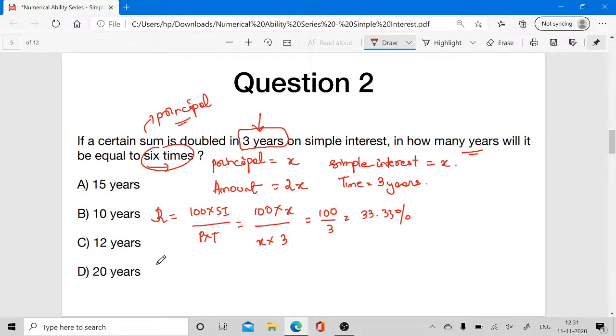So what is my amount now, people? It is equal to 6 times, right? So 6 into x. And what is my simple interest? You guys know the principal will always be the same, right? The principal is always the same in simple interest.